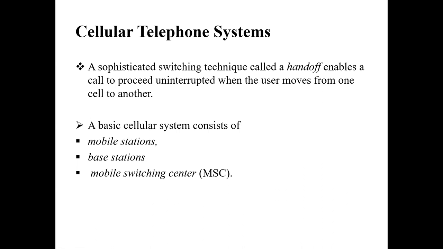In cellular telephone, a sophisticated switching technique called a handoff enables a call to proceed uninterrupted when the user moves from one cell to another. A basic cellular communication system consists of the following three elements: mobile station, base stations, and mobile switching center.